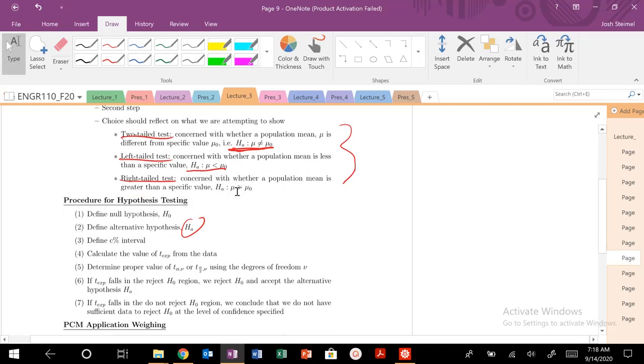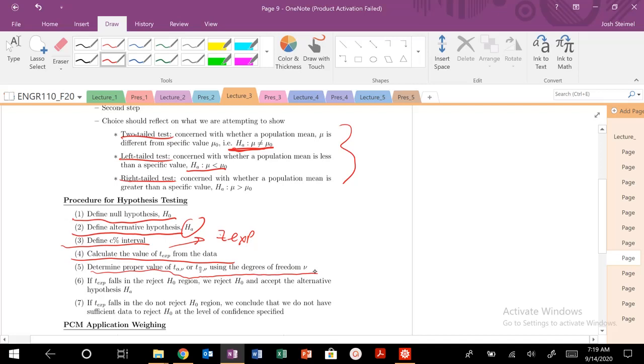So this is our procedure for the hypothesis testing. Define the null hypothesis. Define the alternative hypothesis. Define your confidence interval. Calculate t experimental or your z experimental value. Determine the proper value of t alpha or t alpha over 2. Use the degrees of freedom. If t experimental falls in the H naught rejection region, we reject H naught and accept the alternative hypothesis. If it does not fall in the region, we conclude we don't have sufficient data to reject H naught at the level specified.